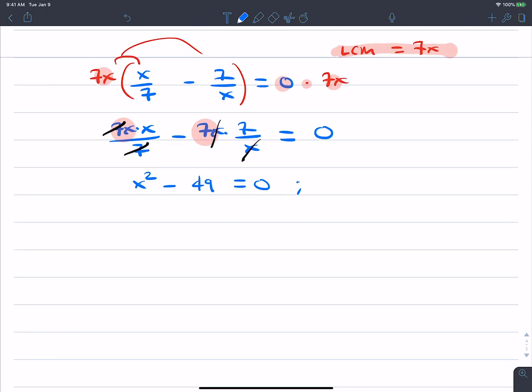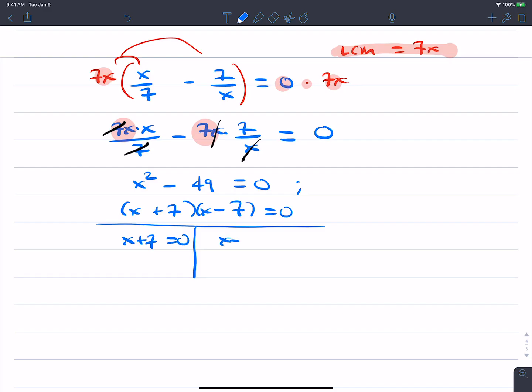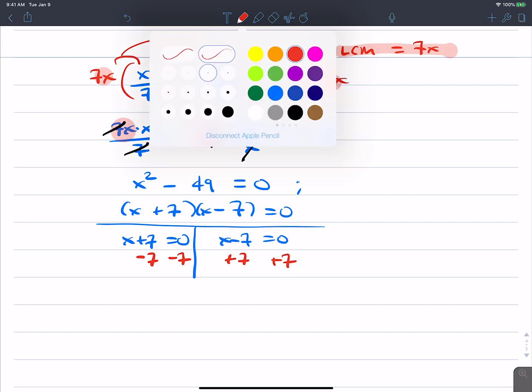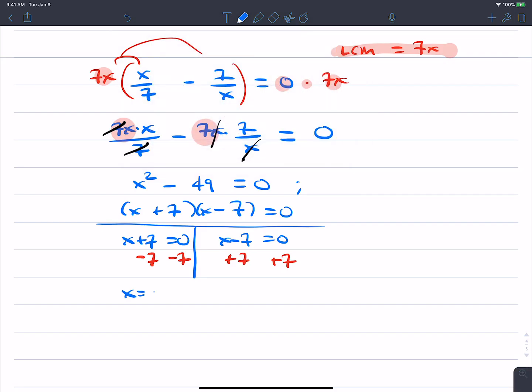One is by factoring, is that right? x plus 7, x minus 7, and that equals 0. Zero product rule says x plus 7 is 0, x minus 7 is 0. You can subtract 7 from both sides, and you get the value that x is negative 7. Add 7 to both sides, and we get the value that x is positive 7. Okay?